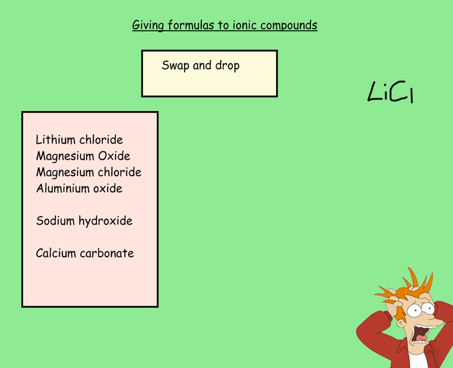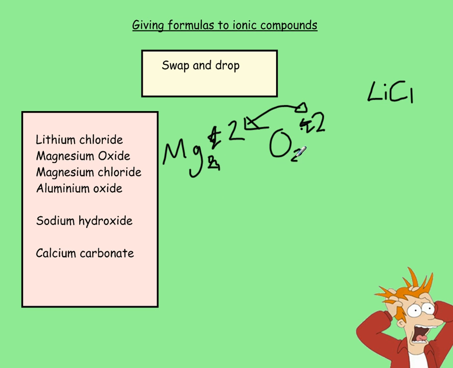Magnesium oxide. Magnesium is in group 2, so it has a charge of +2. Oxygen is in group 6, so it has a charge of -2. You look these up, it will tell you. You're not supposed to remember these. Swap and drop. Remember, get rid of the charges. Swap these over and drop them down. So they're both the same, so you get rid of them. MgO is your formula.